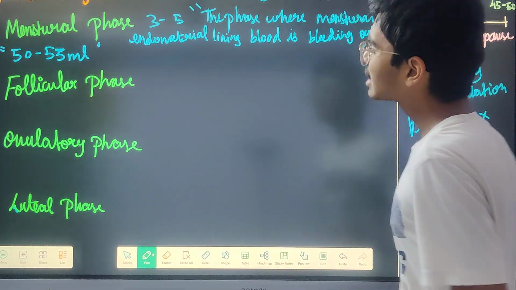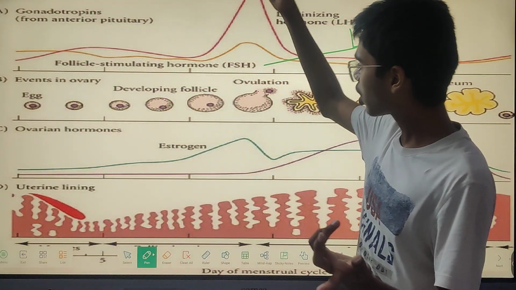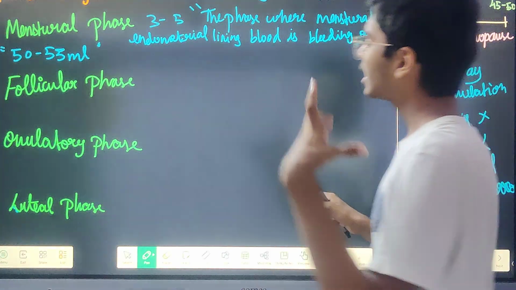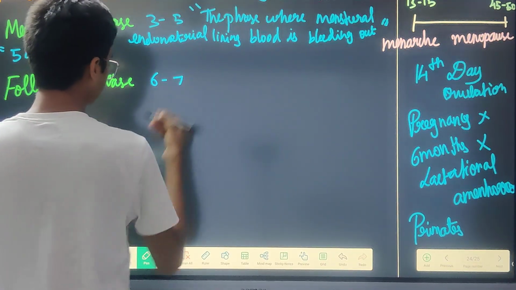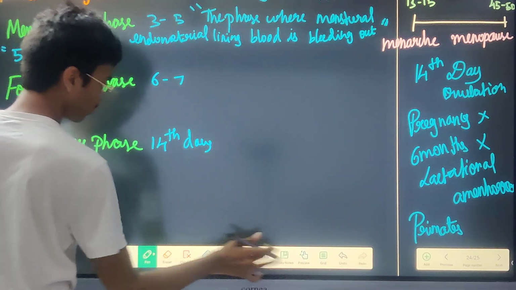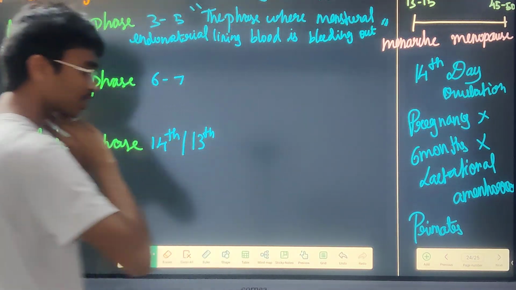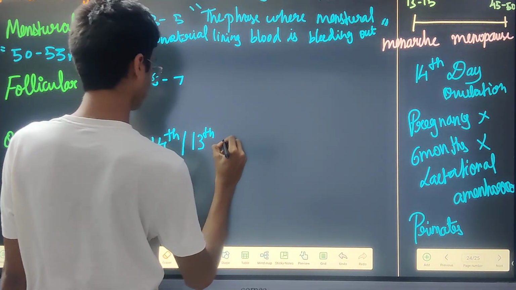Okay, we will just discuss some basic concepts, and then later I will say which hormone will be high, which hormone will be less, and how it is all happening. Next is the follicular phase, which generally lasts 6 to 7 days. Here ovulation will happen on the 14th day, or the 13th or 14th day, but for a large number of people it happens on the 14th day.